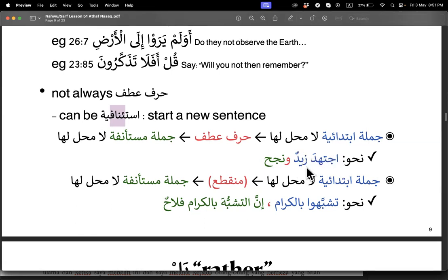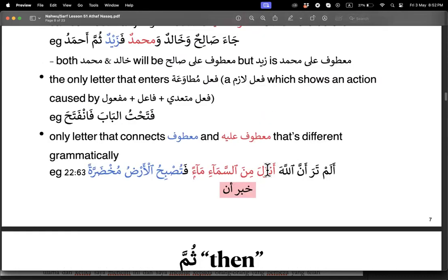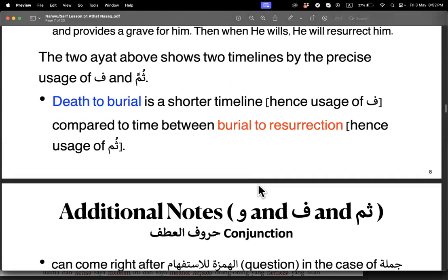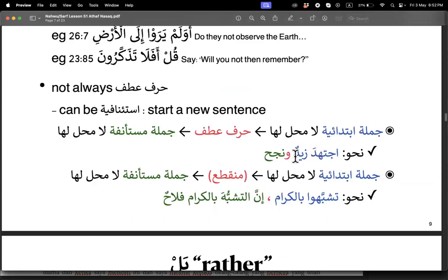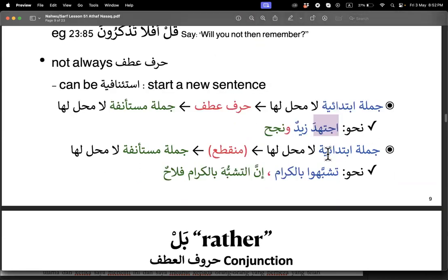Ijtahada zaidun. Obviously, since it's the starting of the story, it's not like a khabar of something, right? Just now, we can have fi'il madi like this, but this is a khabar of anna, right? This is not the starting, so this is going to be fi mahali rafa because it's the khabar of anna. But when it starts a sentence, then we don't have a mahal for the first sentence. Am I right?